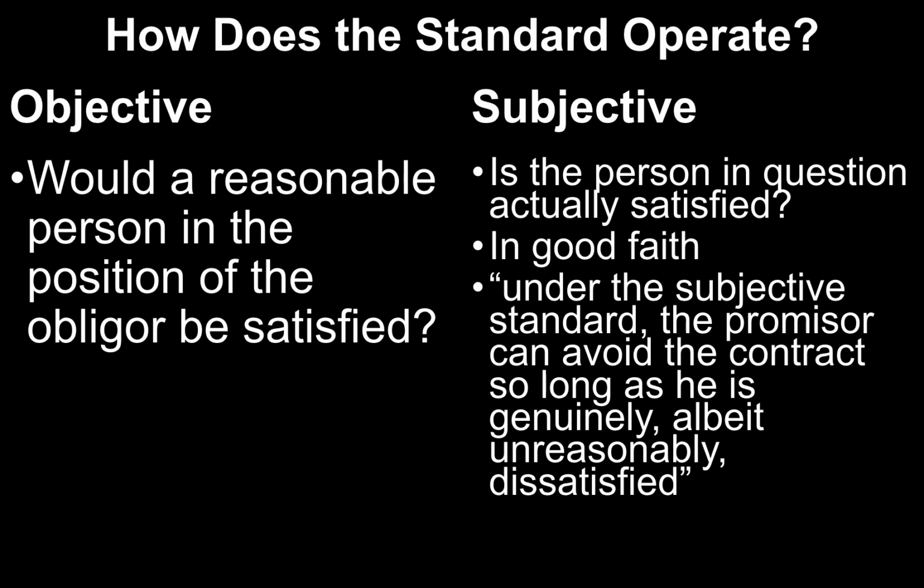And then second, once we've assessed which standard applies, how do they operate? If we are applying an objective standard, we simply ask, would a reasonable person in the position of the obligor be satisfied? If we apply the subjective standard, we instead ask, is the person in question actually satisfied in good faith? Are they honestly satisfied or not? Under the subjective standard, the promisor can avoid the contract so long as he is genuinely, albeit unreasonably, dissatisfied. And because we are hesitant with people avoiding contracts in this way, courts will try to apply an objective standard whenever possible.